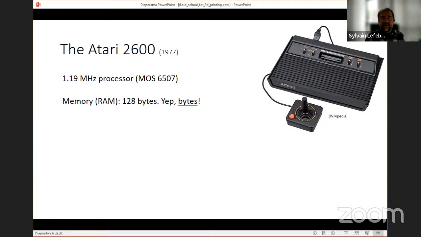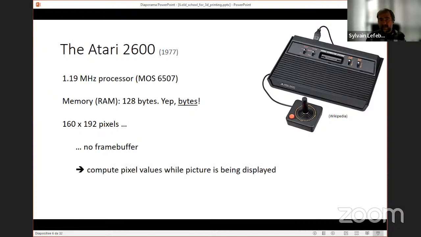So the thing that is interesting here is that this console was still able to generate a picture which was 160 by 192 pixels. But when you think about it, with 128 bytes of memory, there is absolutely no way you can do a frame buffer. So the only way you can draw this picture and make something graphically interesting was to compute the pixel values as the picture was being displayed.